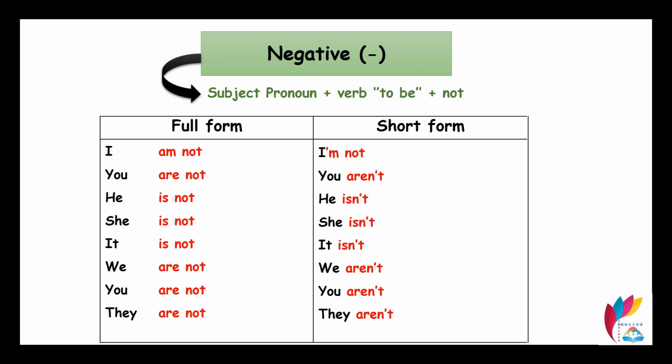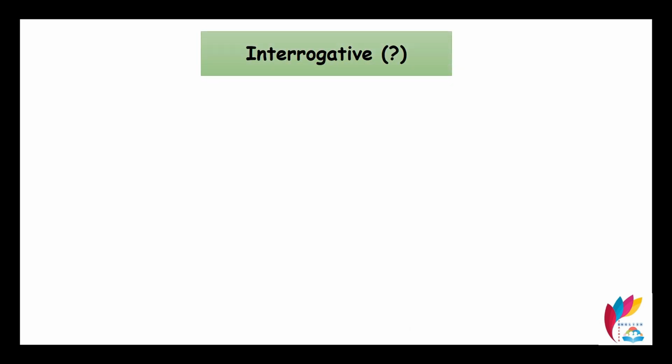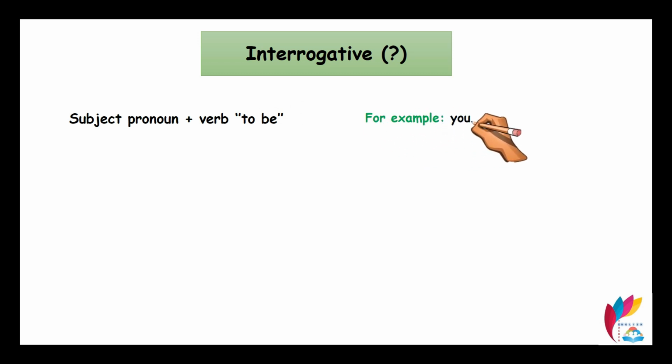Alright, let's move now to the interrogative sentence. As we mentioned earlier, the affirmative sentence is like subject pronoun plus verb to be. For example, you are a student. However, in the interrogative, there is an inversion. So we're not gonna start by subject pronoun, then verb to be, but the verb to be, then the subject pronoun. And don't forget to put the interrogation mark.